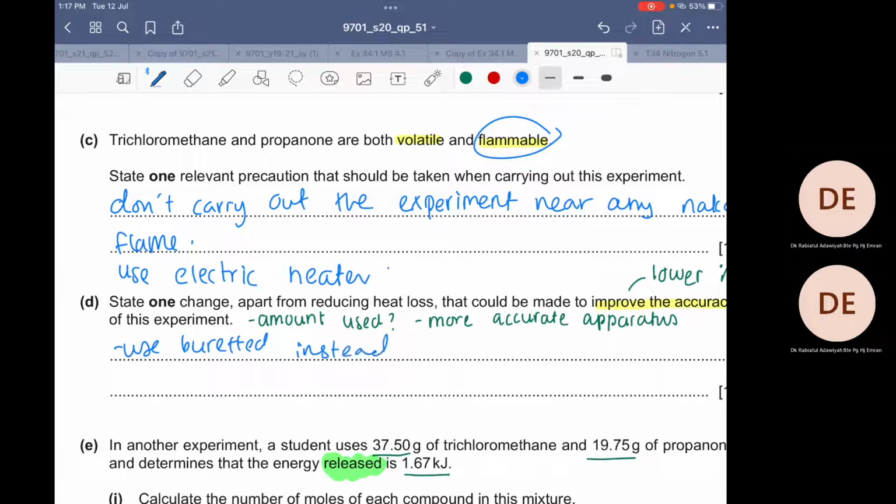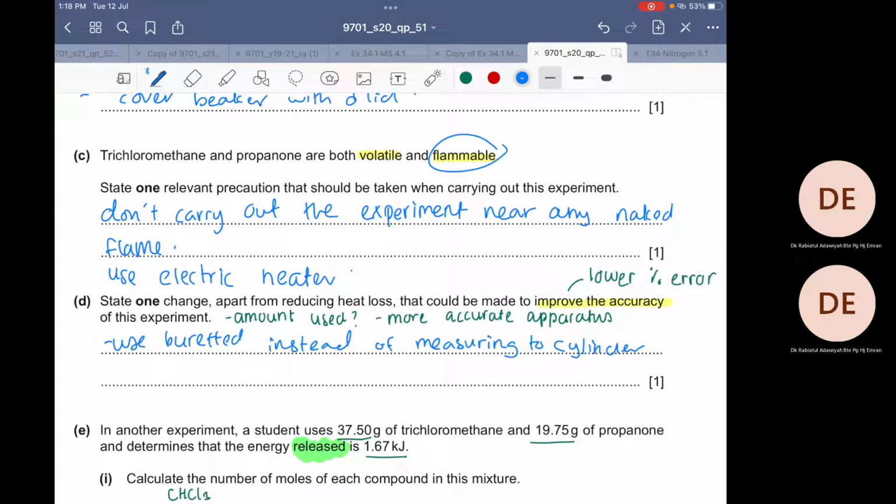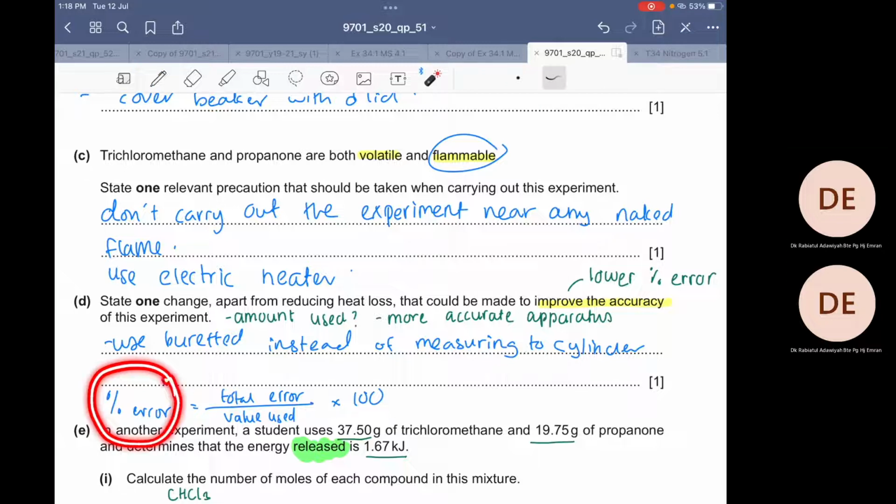Use a burette instead of a measuring cylinder to measure volume, right? Or in terms of percentage error, when we look at percentage error, it is equal to total error over value used times by 100. So if you want your percentage error to be low, your value here can be volume, can be mass. In this case, we're talking about volume.